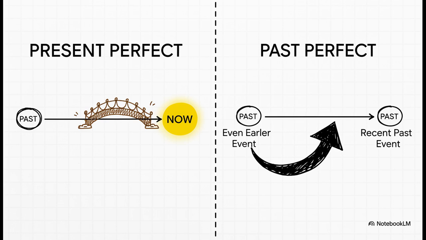So here it is, the main takeaway. If you remember only one thing from all of this, let it be this. Present perfect uses have or has to build a bridge from the past straight to now. Past perfect, with had, is all about looking back from one point in the past to an even earlier point in the past. That's the whole game.